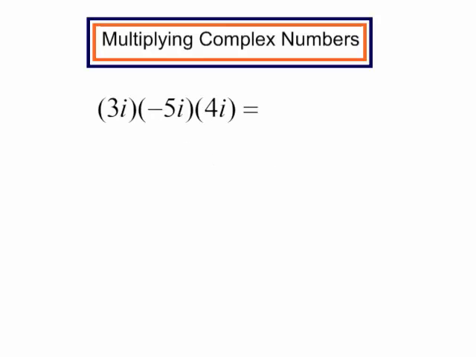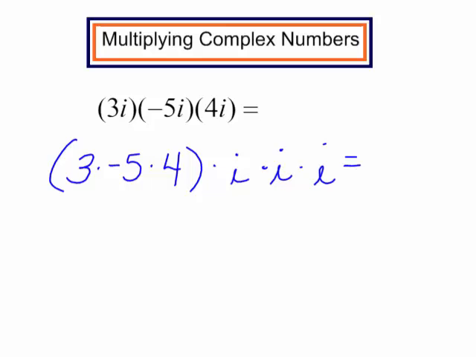I'm going to rewrite the expression, and I'm going to group the real parts and the imaginary parts. 3 times -5 times 4 times, I have an i, times another i, times another i. 3 times -5 times 4 is -60. Now, when I am multiplying i times i times i, I will use the product of powers property. That will be i to the third. I'm not done. I can simplify more.